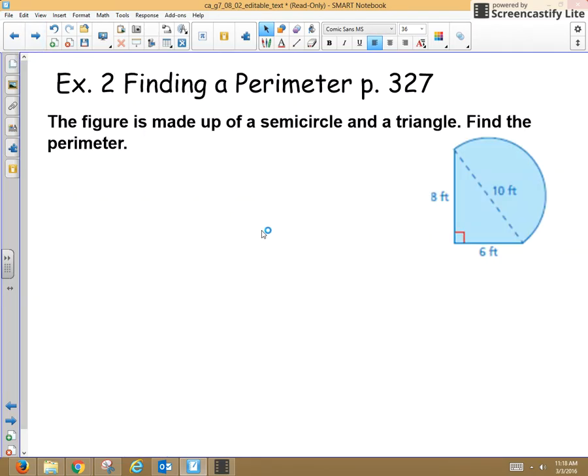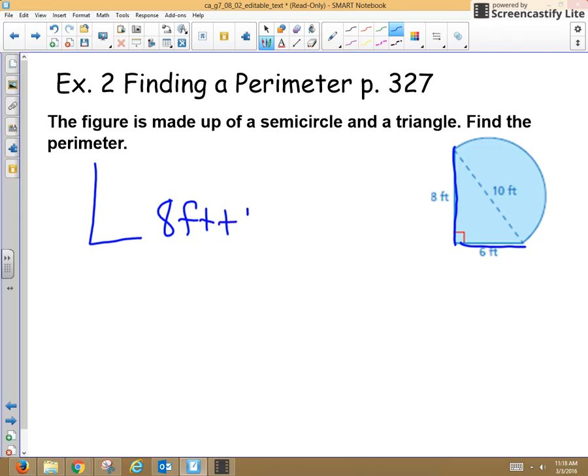Okay, example 2 is finding a perimeter. This is found on page 327. The perimeter of this shape here is made up of a semicircle and a triangle put together. We need to find the outside perimeter of this shape. So the first thing I'm going to do is look at the perimeter of the triangle on the left side and on the bottom side. So this part of the triangle is 8 feet plus 6 feet, which is a total of 14 feet.